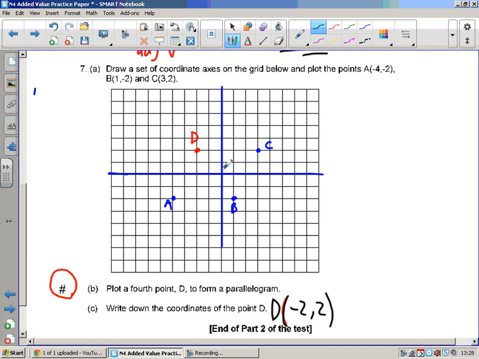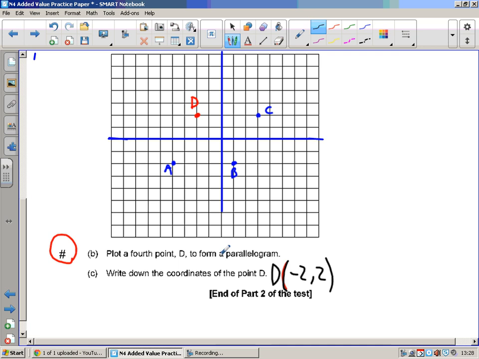B is 1, negative 2. So from the center, from the origin, 1 along, which is 1 to the right, and 2 down. C, 3 comma 2. From the origin, from the start of the middle of the graph, 1, 2, 3, 1, 2. There we go.